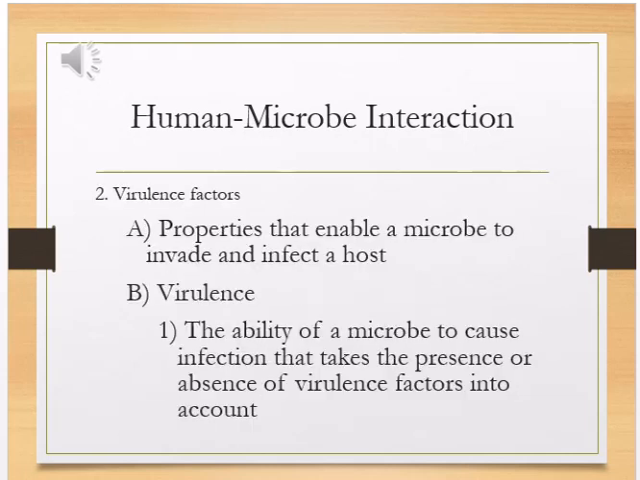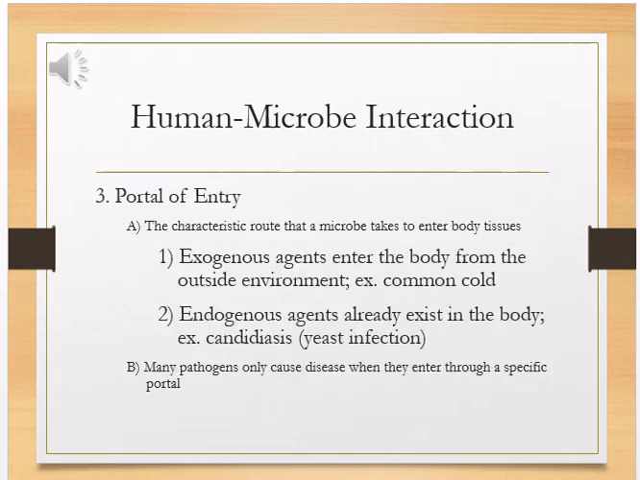Now, virulence factors are those chemicals that give some power or potency to the pathogens. Because of some very harmful chemicals, that particular pathogen becomes more virulent. So virulence is the ability of a microorganism to cause infection, taking the presence or absence of virulence factors into account. So virulence is an ability because of the presence of some chemicals or the absence of some chemicals.